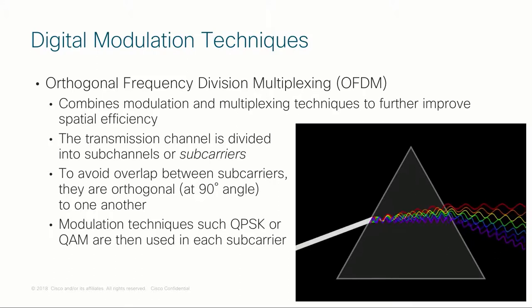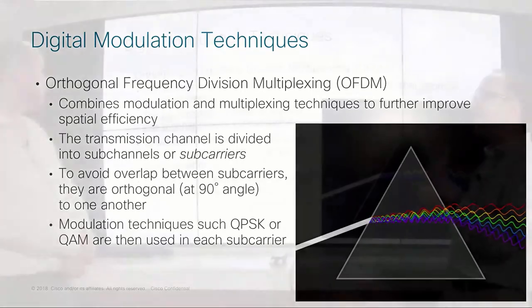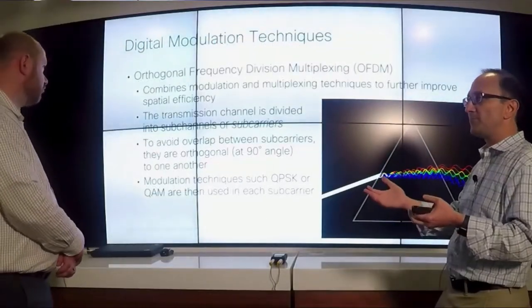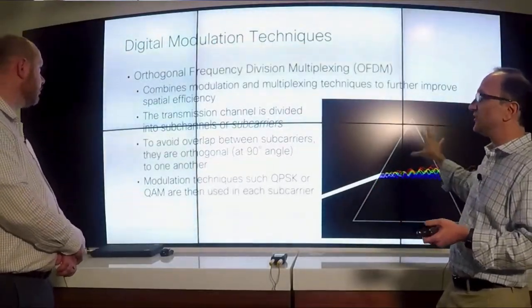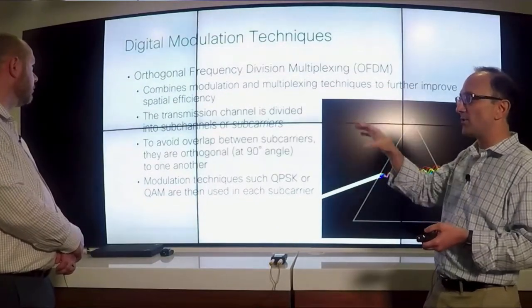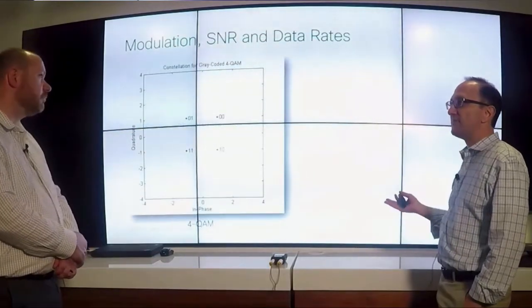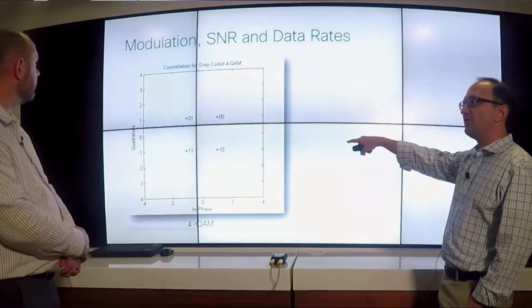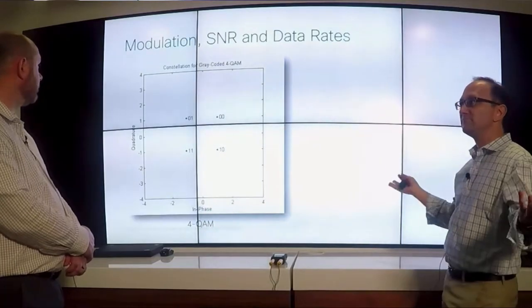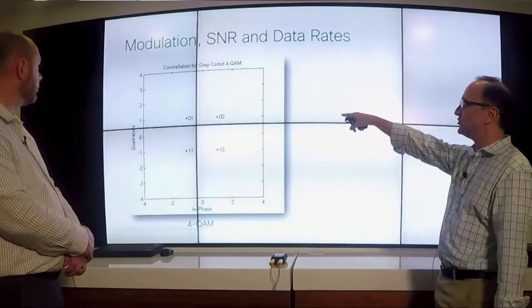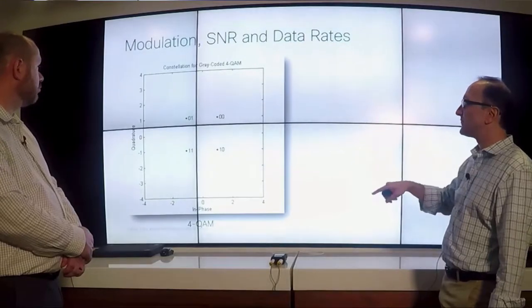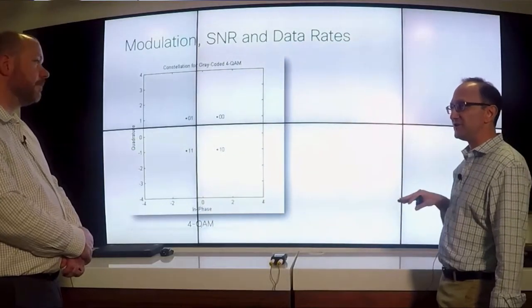Why do we call it orthogonal? Because all those subcarriers are at 90 degree angles, so they don't interfere with one another. And then for each one of these subcarriers, I'll use QPSK or QAM. So again, what this is really all about is how do I shove more bits into the signal? Now, what does that mean? So here we are at 4 QAM, encoding four values, 2 bits, 0, 1, 2, and 3. And this is what we call a constellation diagram.